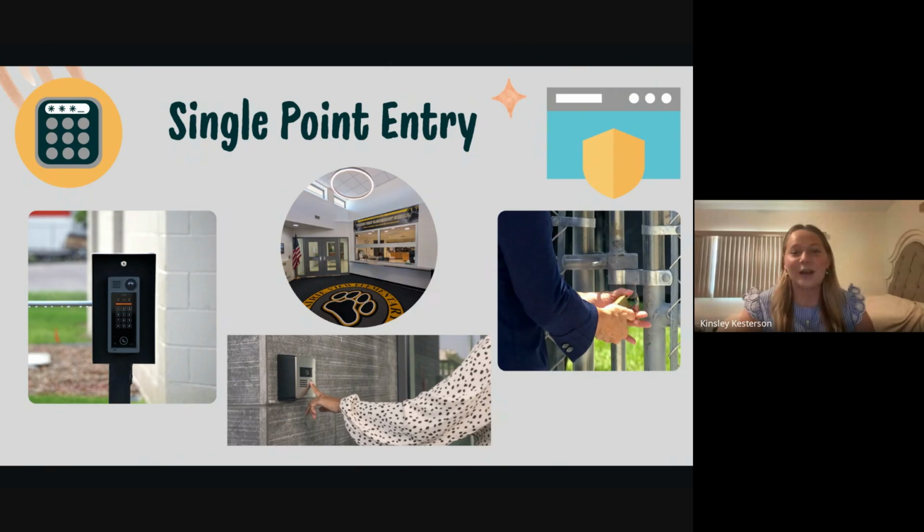So here are some examples of single point entry. Around the exterior of the school, there are fences. There's a fence shown. To enter a staff parking lot, there are keypads where each staff member has a code that they will enter, and then it opens. The office has lots of doors, and you have to be buzzed in to enter.